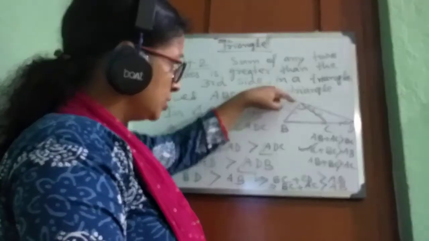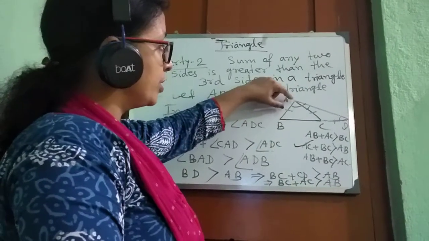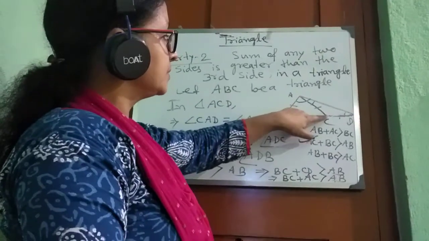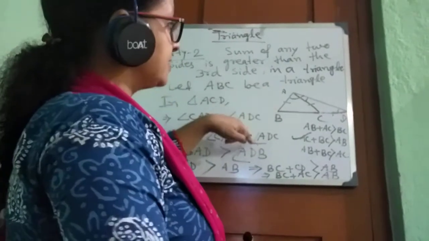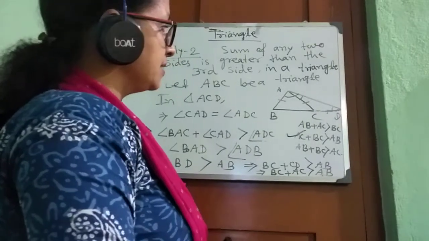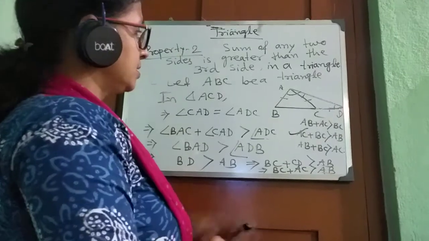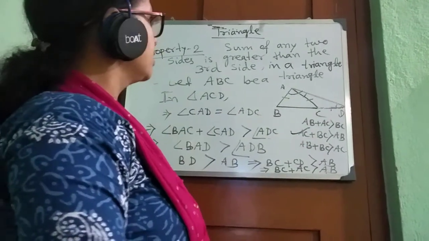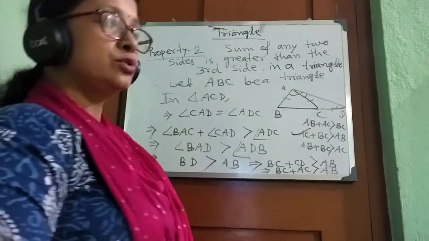If you produce AB in the same way, on this side, then you can prove the next two also, in a similar way. So students, similarly we can say that these two are also proved. So from this we can say the sum of any two sides of a triangle is greater than the third side. So students, thank you.